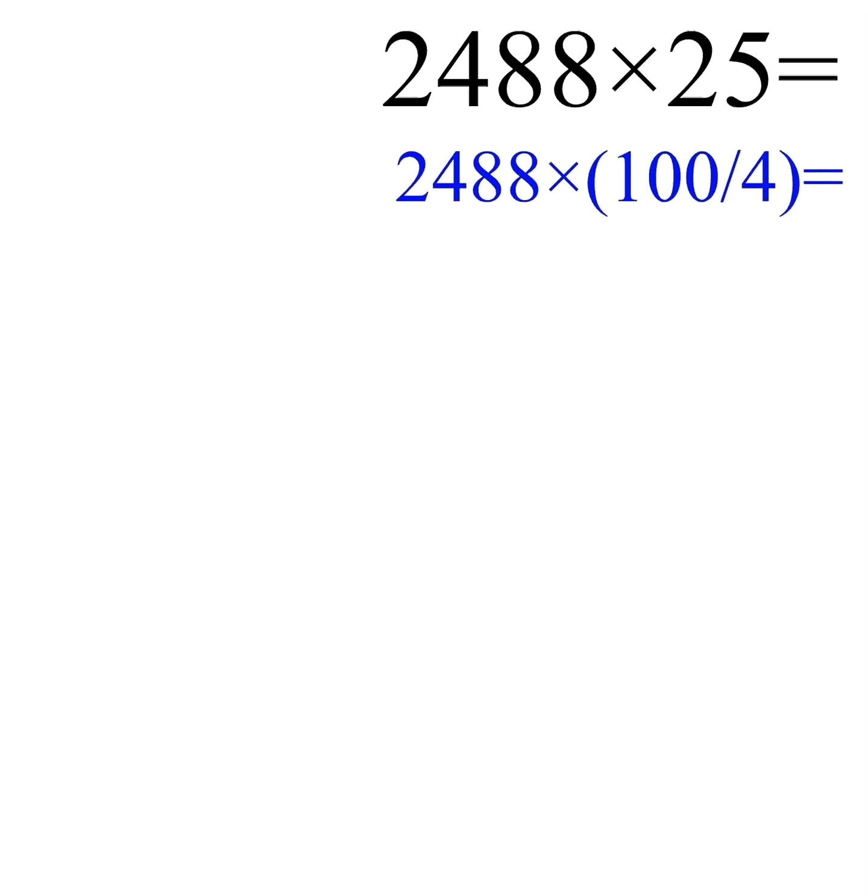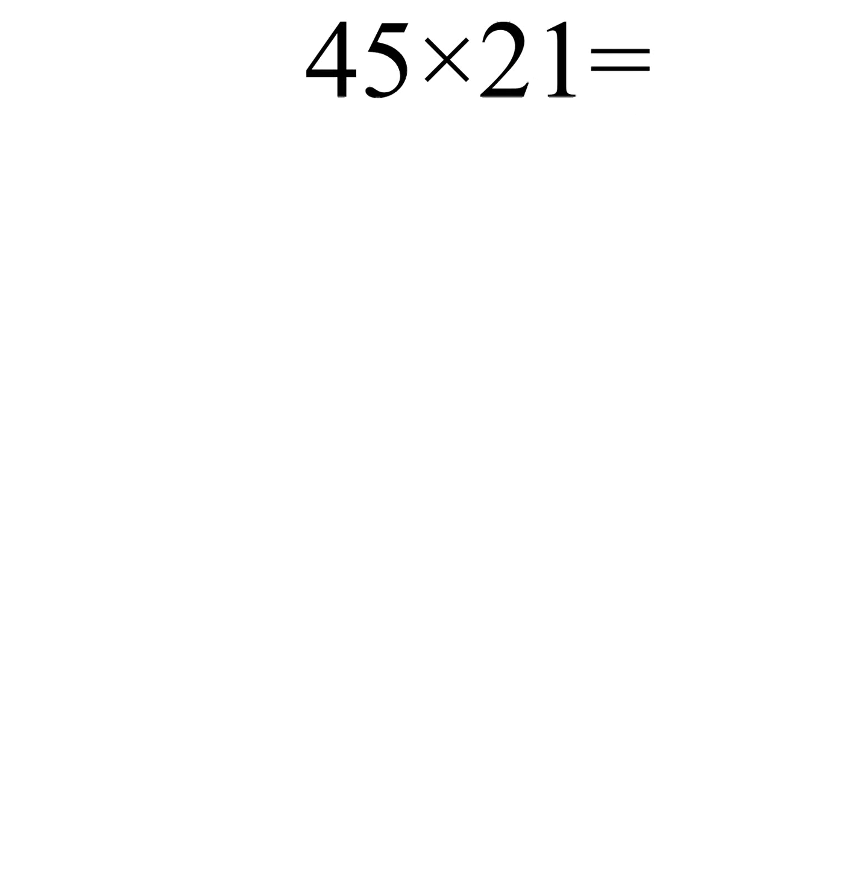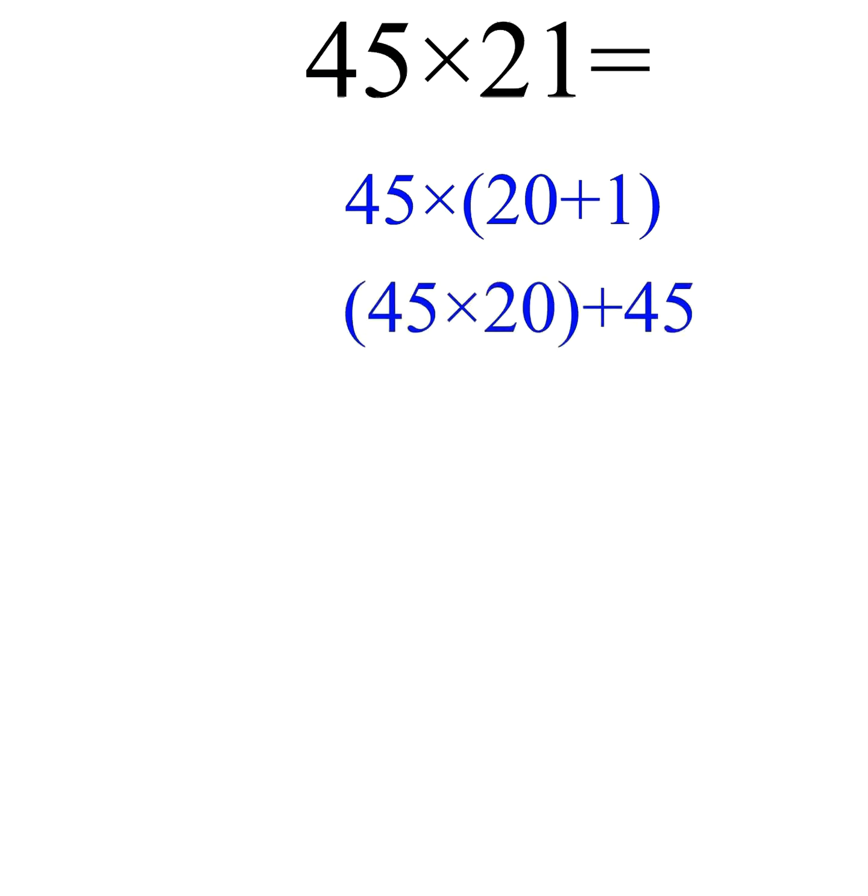Now, to multiply by some numbers, for instance, like 21, we could write it as 20 plus 1. And according to the distributive property of numbers, we could first multiply 45 by 20 and add it to 45 times 1, which is equal to 45. So 45 times 20 equals 900 plus 45 would be 945.